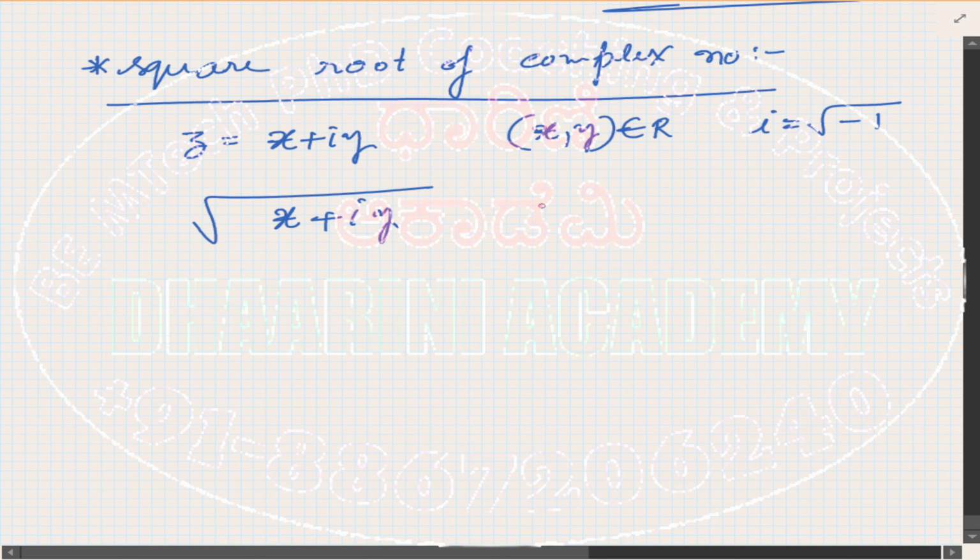Let's try to assume that the answer comes in the complex format itself. This is a plus i times b, right? So let us try to get the value of a and the value of b and put it back over here to get the answer. Okay, but before that, let's square both sides.